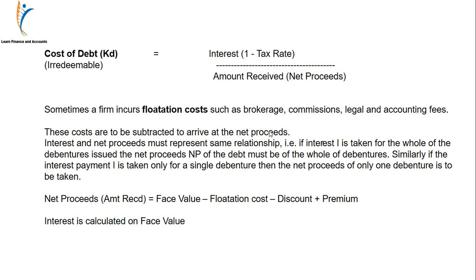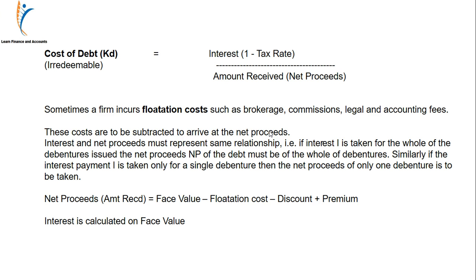Interest and net proceeds must represent the same relationship. That is, if interest I is taken for the whole of the debenture issued, the net proceeds NP of the debt must be for the whole of the debentures. Similarly, if the interest payment I is taken only for a single debenture, then the net proceeds of only one debenture is to be taken into account. So this will be used when we are doing calculation.